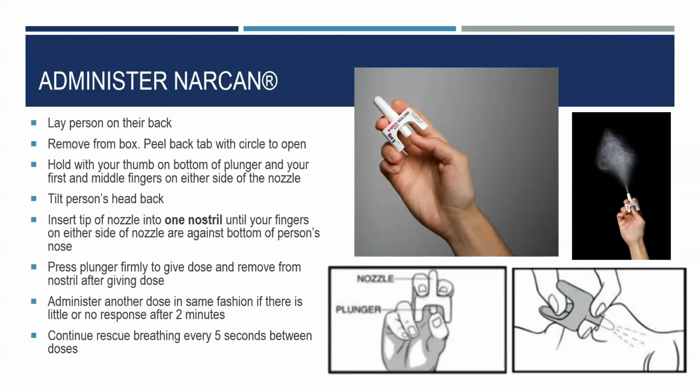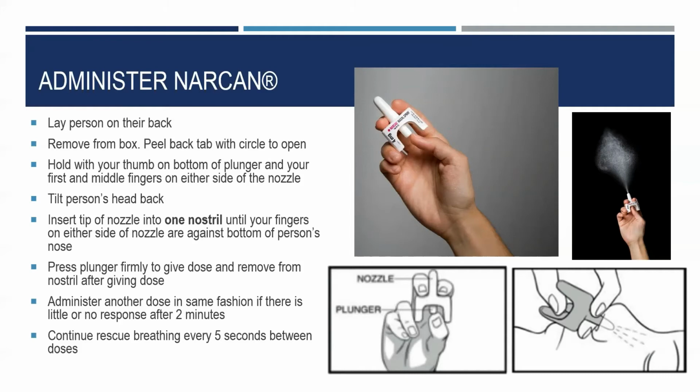You do not need to prime this at all because there will be only one shot, basically one dose. And if you prime it, you just wasted it. You'll place it in the nostril, and then once you feel your fingers touch the bottom of their nose, you'll press the plunger firmly to put it in and then take it out of the nose.